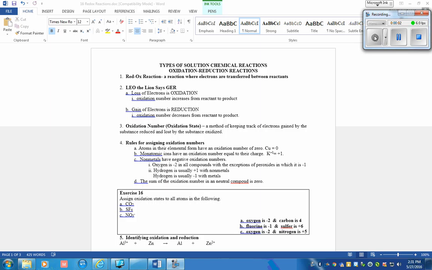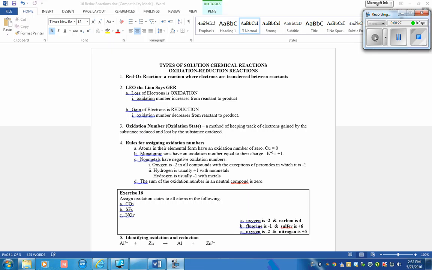Our topic for today are redox reactions. Redox reactions are chemical reactions in which not only compounds change places, atoms change places, but so do electrons. Electrons are transferred between reactants. These must be paired events. There is oxidation, and it's always paired with reduction.